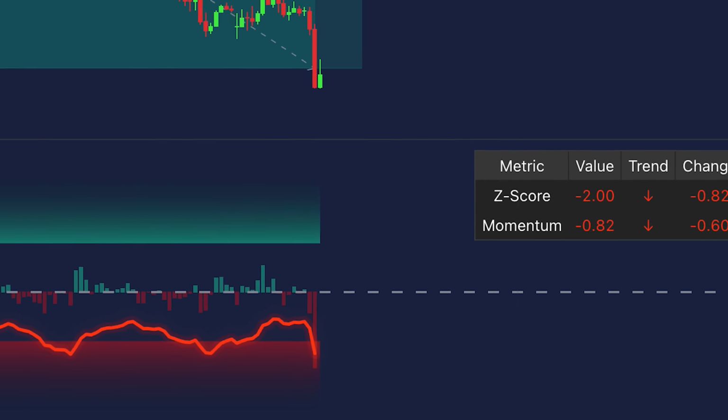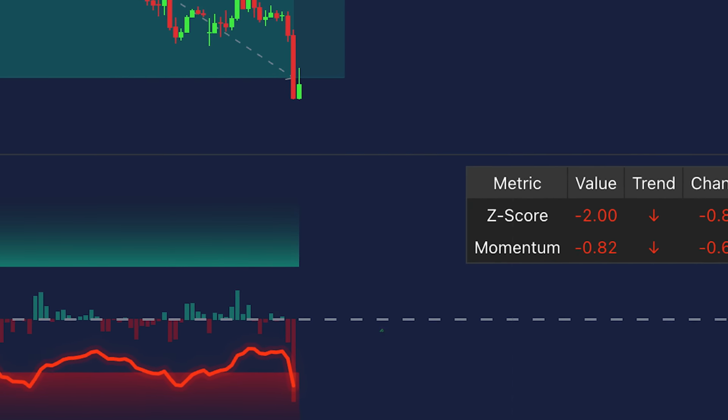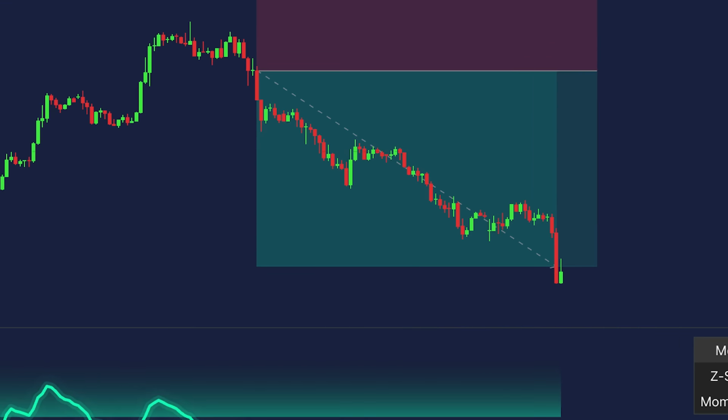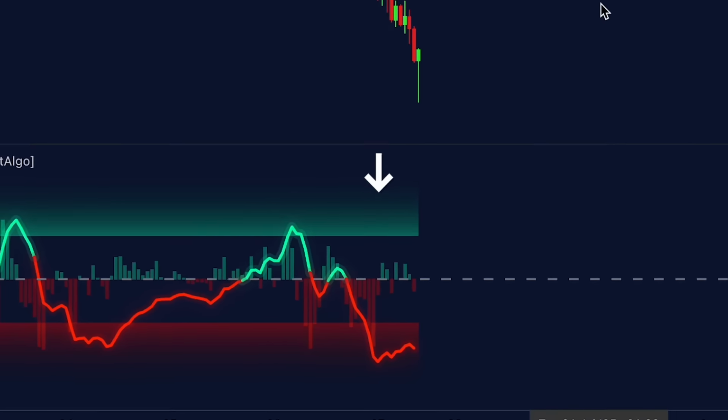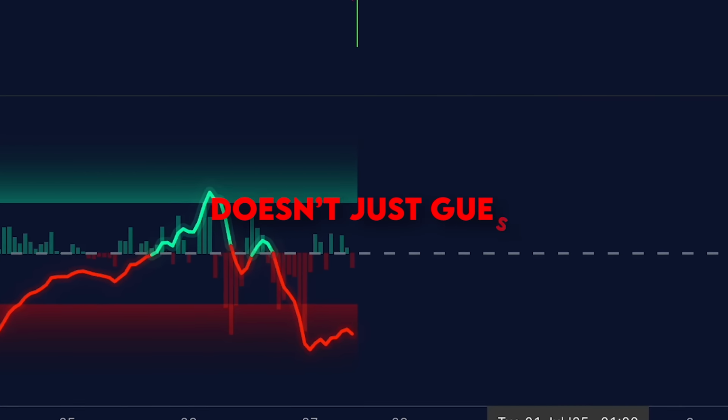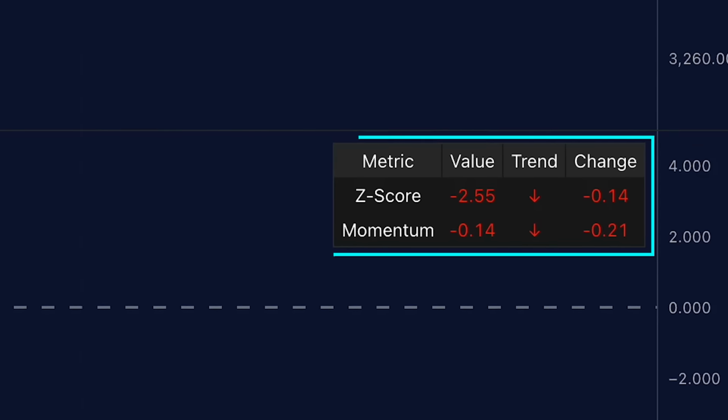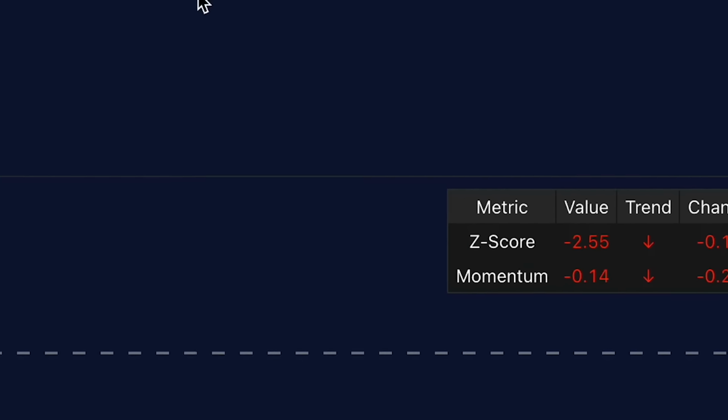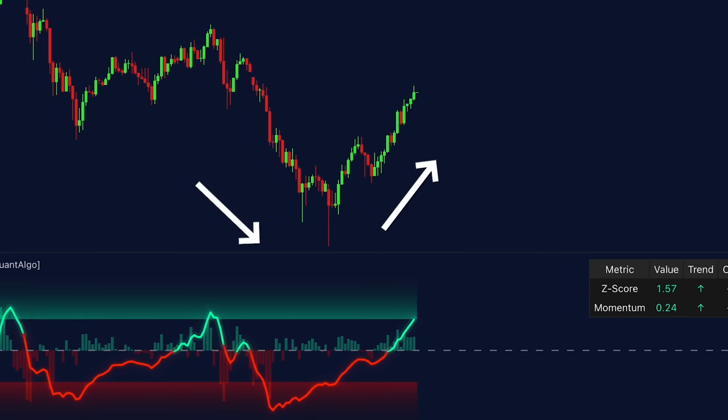Most traders have never even heard of this powerful indicator, but the few who know about it are using it to identify overbought and oversold conditions with insane precision. What makes this indicator so powerful is that it doesn't just guess, it also calculates exactly how far price has deviated from statistical norms, giving you certainty about market extremes.